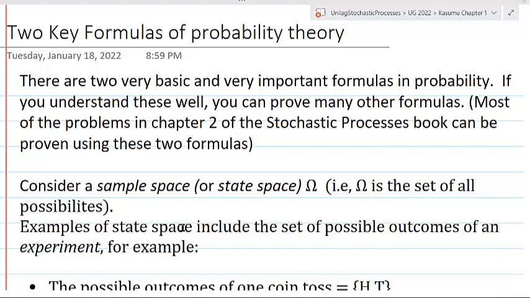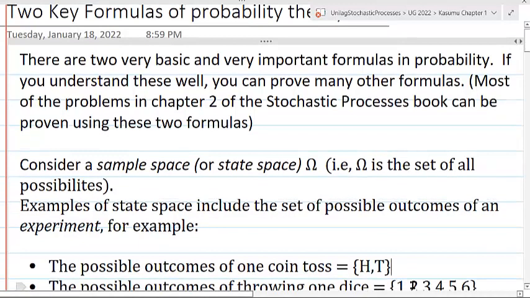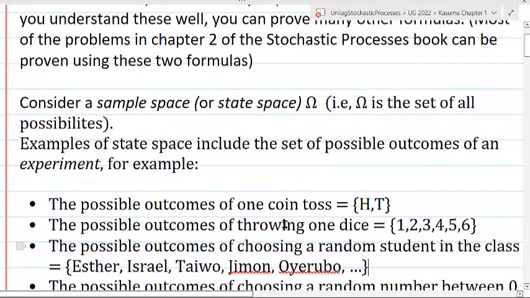Now, examples of state space include the set of possible outcomes of an experiment. An experiment is something that you can do repeatedly. For instance, you can toss a coin repeatedly. The possible outcomes of one coin toss are heads and tails. So my sample space in this case is {h, t}. If I throw one dice, the possible outcomes are 1, 2, 3, 4, 5, and 6. So this set is my sample space or state space.